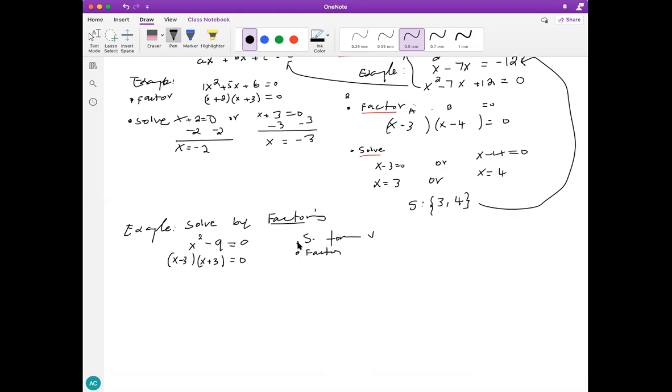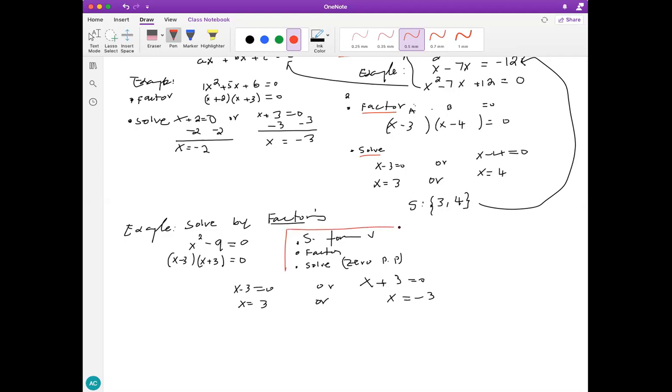What is the next step? Each side equals 0. That's right, solve using this product property, which means a times b equals 0 means a equals 0 or b equals 0. We don't need parentheses once we split, so x minus 3 equals 0, or x plus 3 equals 0. So x is 3, or x is minus 3.